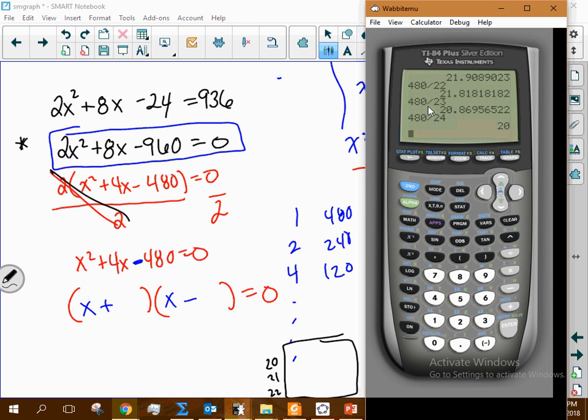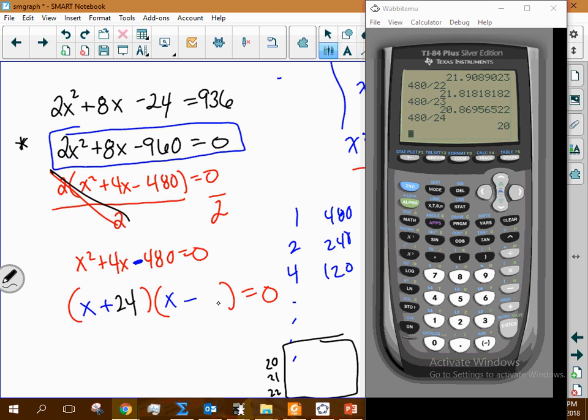So that tells me my two factors. One factor was 24, the other one was 20. 24 times 20 gives me 480. Okay, so now one of these has to be positive, one has to be negative. 24 has to be positive, and the 20 has to be negative.